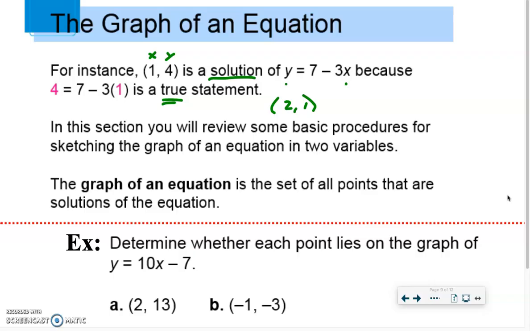So in this section, we're going to review some of the basic procedures for sketching the graph of equations of two variables. The graph of an equation is the set of all points that are solutions of the equation. So the equation itself isn't identifying one point, it's identifying the infinite number of points that fall on that line. Once again, you've heard this, you've seen this.